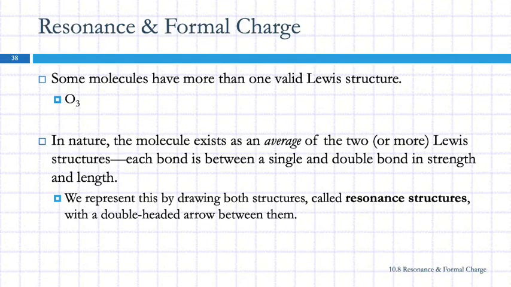Some molecules have more than one valid Lewis structure. So let's look at ozone. Ozone is O3. So we've got 3 oxygen atoms. There's really only one way to do this, to put them in a line. We have 3 oxygens times 6, so 18 valence electrons. So there's 2, 4, 6, 8, 10, 12, 14, 16, 18.